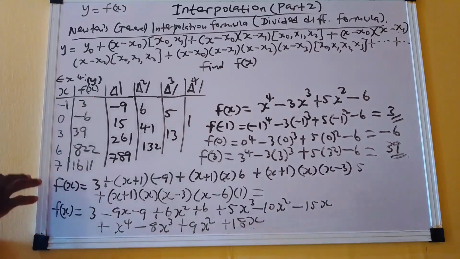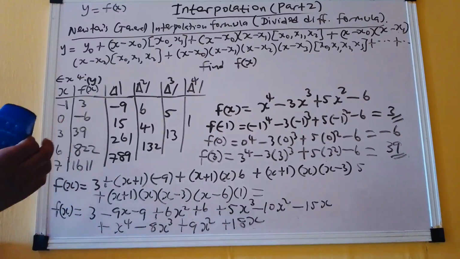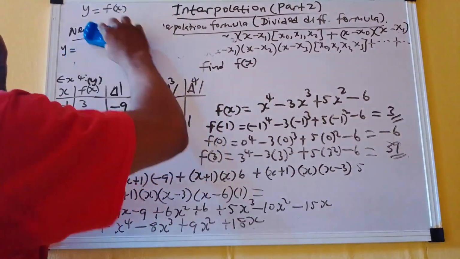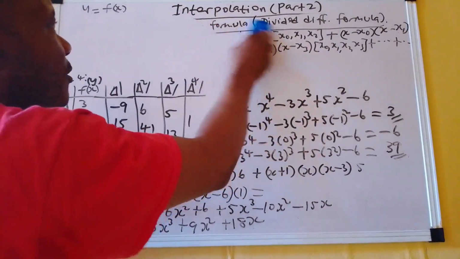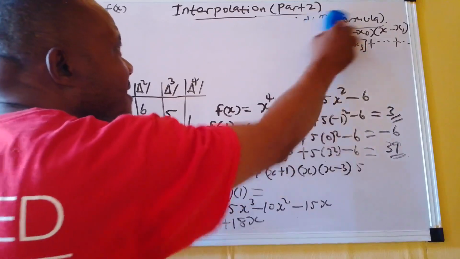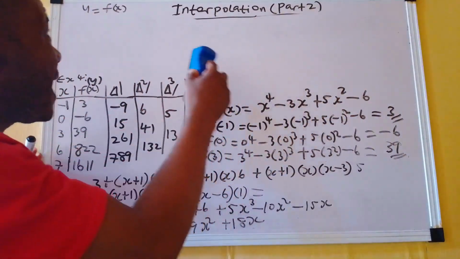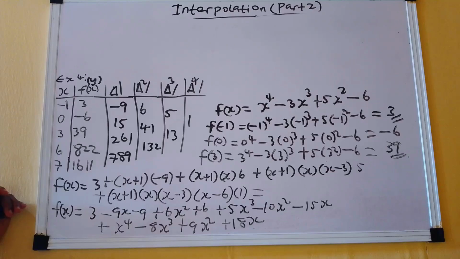So now we can also use the same polynomial to predict for the value of f of x when x is 8, 9, and so on. So permit me to clean this part of the board as we forecast for more values of x. So you can see that interpolation helps us to forecast. It helps us to predict.